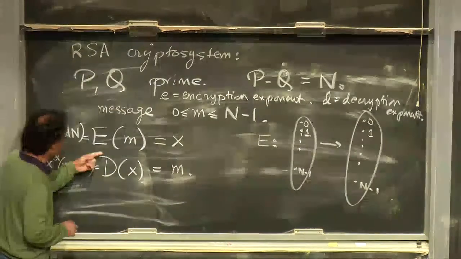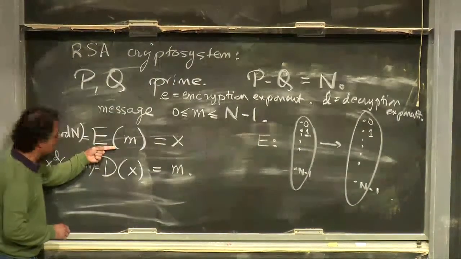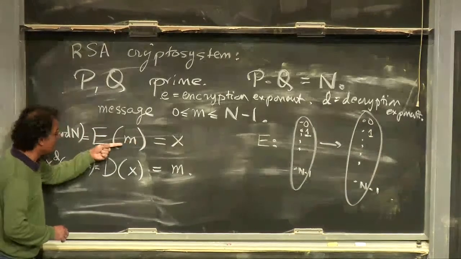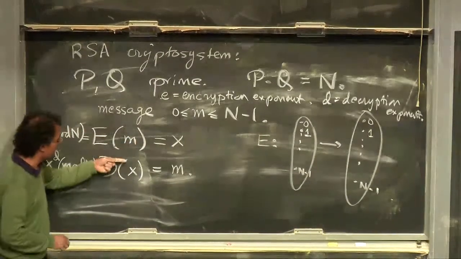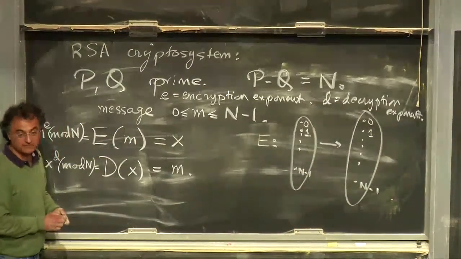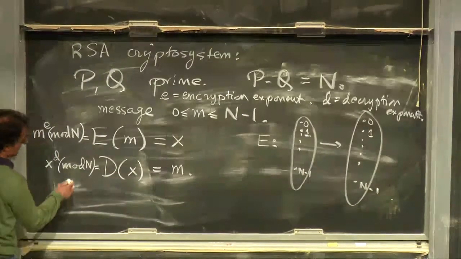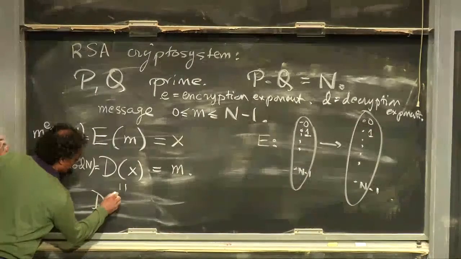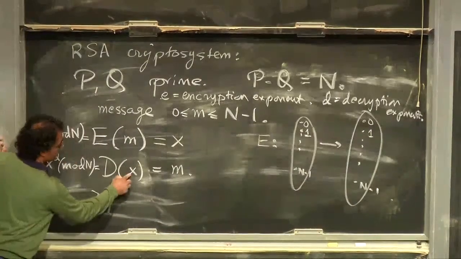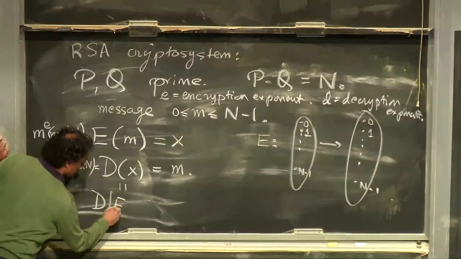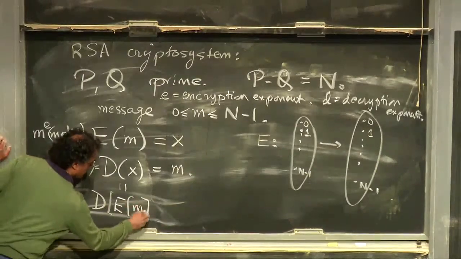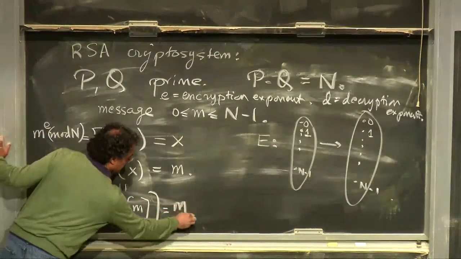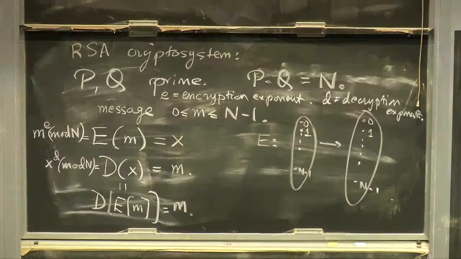it has the property that once you compute E of M and then you apply D to it, you get back M. Okay, so the property it has is D of X, where X is E of M, is equal to M. Right?